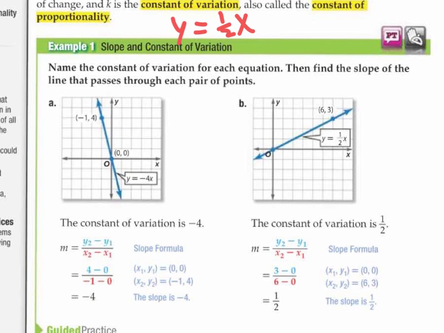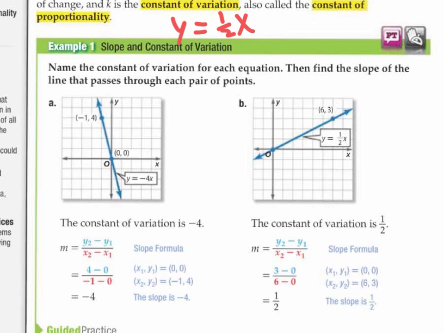It says, name the constant of variation for each equation. Now, when they say constant of variation, they're talking about the number that's in front of x that causes it to vary, right? So what is this number really? If you think about it, it's really the slope of the line, okay? So in a direct variation equation, the number in front of x is the slope. Let me repeat that. In a direct variation equation, the number in front of x is the slope, okay?